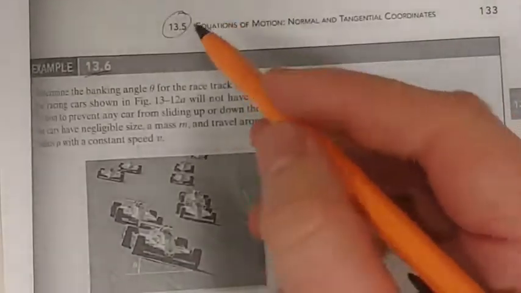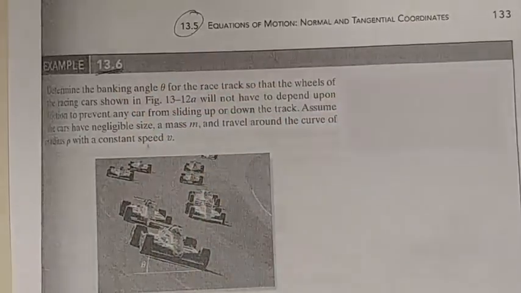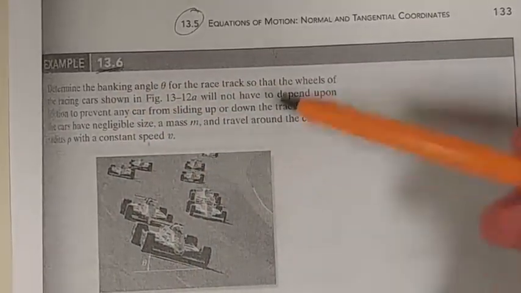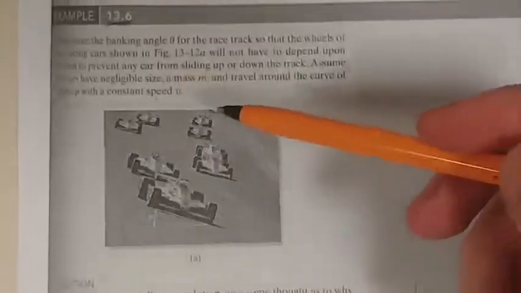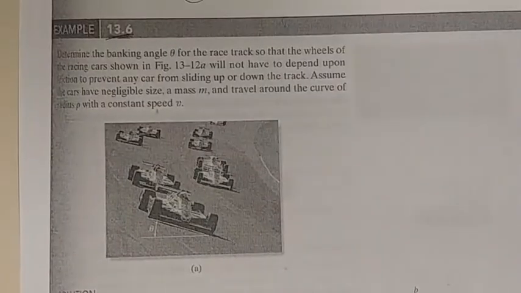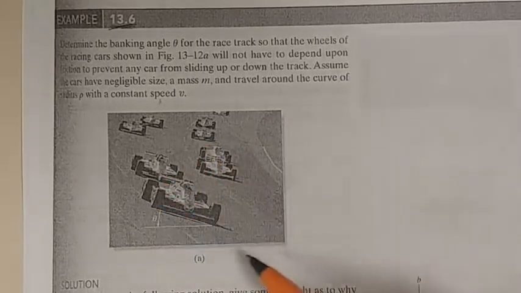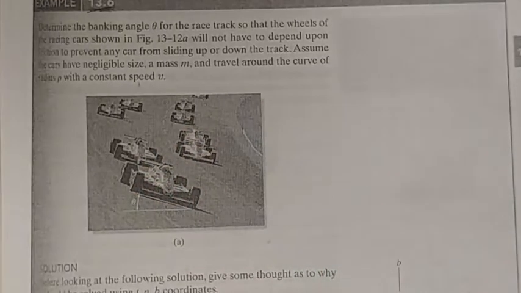Okay, guys, we're going to carry on with chapter 13.5 and we're going to look at example 13.6. Perhaps you can follow in your textbook as well. Because it's a photocopy, I messed up a bit of the edge over there. But basically, we've got these racing cars that are going around a circular track.